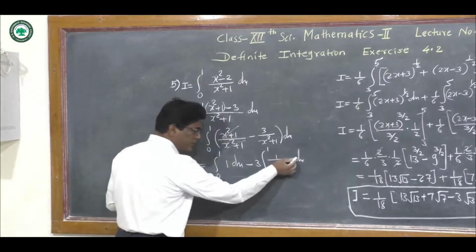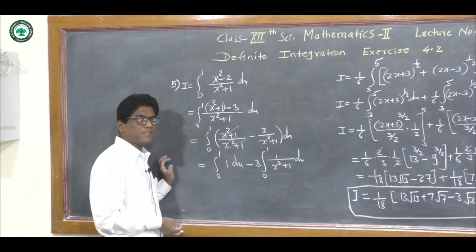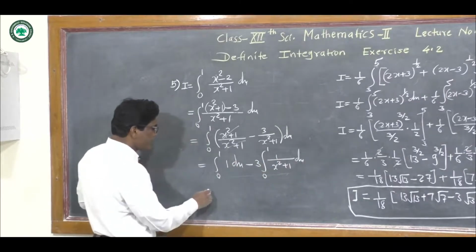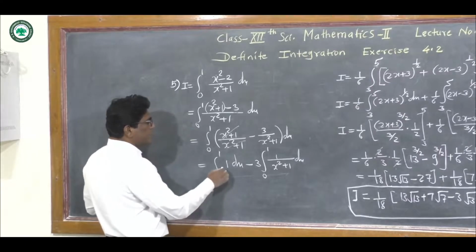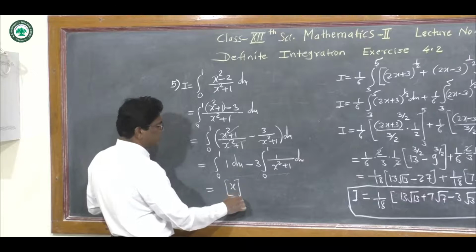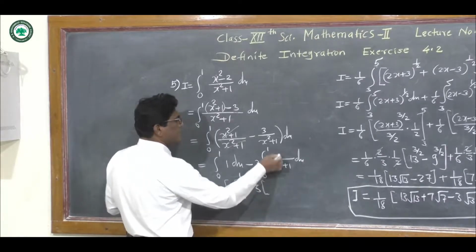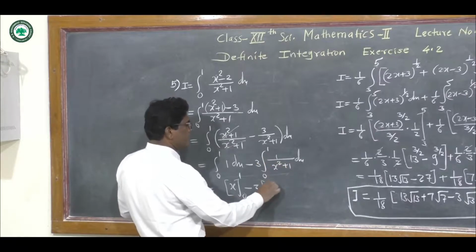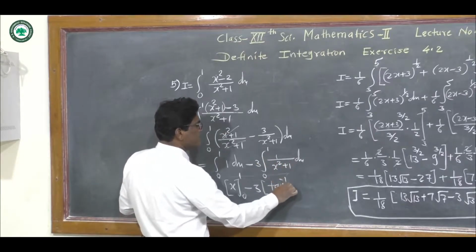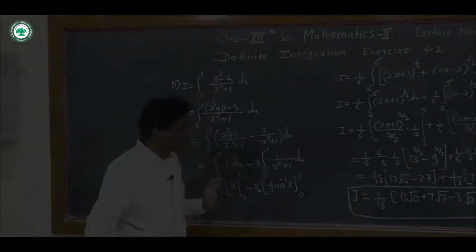Now it is the derivative of tan inverse of x, d by dx of tan inverse of x, 1 upon 1 plus x square. So both are standard formulas. So it is equal to integration of 1 is x and it is from 0 to 1 minus 3 as it is. Here integration of 1 upon x square plus 1, it is tan inverse x because it is the derivative of tan inverse x. So tan inverse x and from 0 to 1.